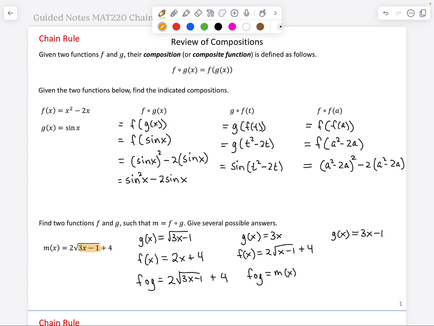Well, everything highlighted in orange, just replace with an x instead. So you can see what the f function would need to be, and it would be 2 square root of x, and then plus 4. We could find infinitely many pairs of functions f and g such that m will be f of g.